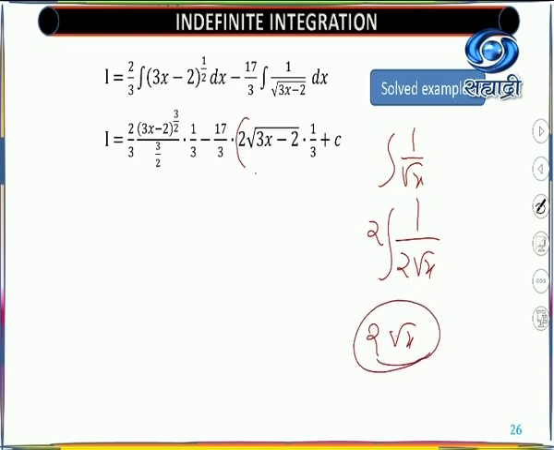Look at here. You will get 2 root, and I have also explained that if it is a linear function ax plus b, the coefficient of x also goes to the denominator. So what is the coefficient of x in 3x minus 2? That is 3, so here it is 1 upon 3. Same thing you are getting here also, 1 upon 3. That means you have to divide by the coefficient of x, that is 3. So you will get 1 upon 3.